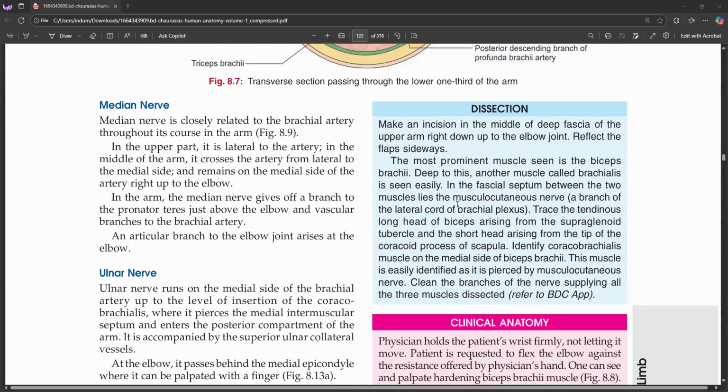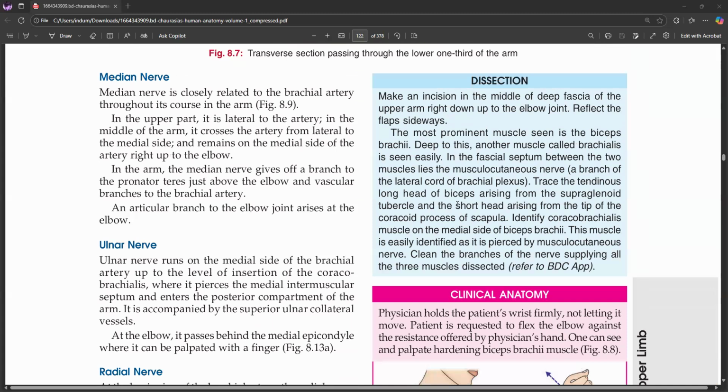Dissection. Make an incision in the middle of deep fascia of the upper arm right down up to the elbow joint. Reflect the flaps sideways. The most prominent muscle seen is the biceps brachii. Deep to this, another muscle called brachialis is seen easily. In the fascial septum between the two muscles lies the musculocutaneous nerve, a branch of the lateral cord of brachial plexus. Trace the tendinous long head of biceps arising from the supraglenoid tubercle and the short head arising from the tip of the coracoid process of scapula.